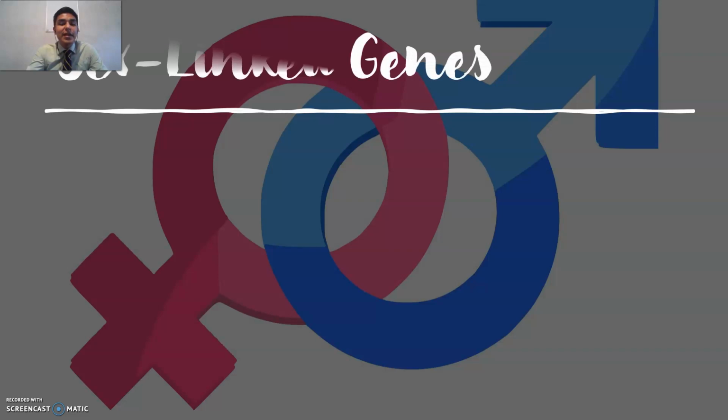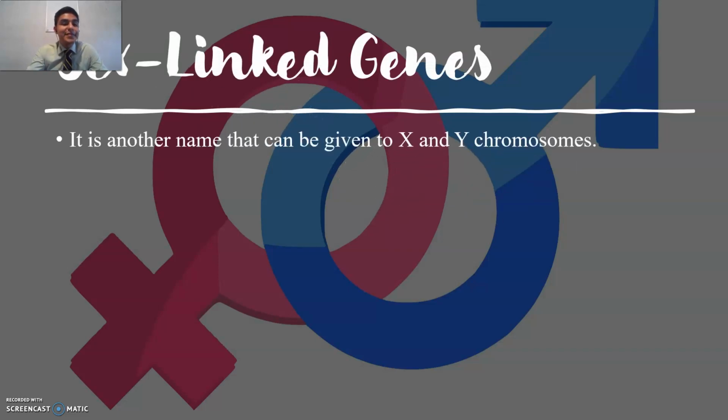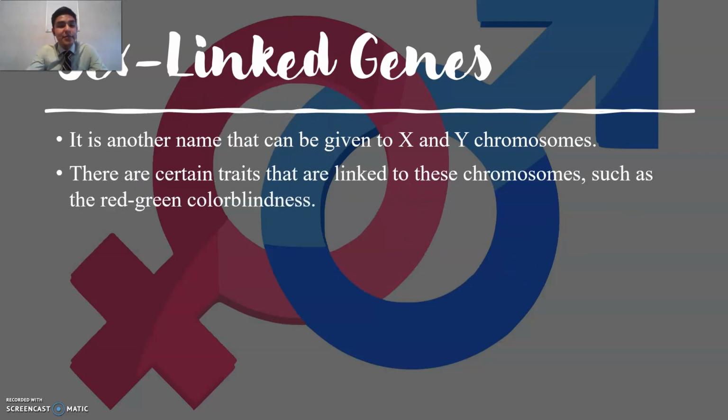All right, and let's go with the last part of our presentation. We have the sex-linked genes. It is another name that can be given to X and Y chromosomes. They are sex-linked genes because they determine the sex of a person. There are certain traits that are linked to these chromosomes, such as the red-green color blindness. So there are certain things that are connected to the sex-linked genes.